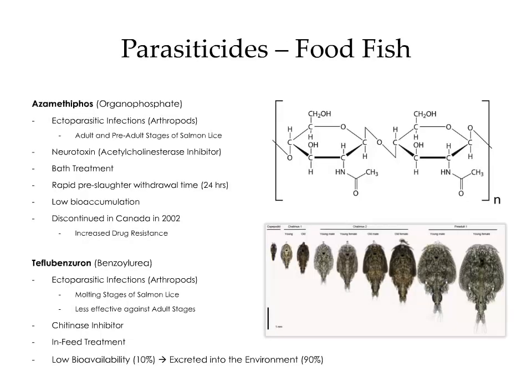In Canada, there are only a handful of parasiticides that are approved for use in food fish. Azamethiphos is an organophosphate that's used to treat ectoparasitic infections, specifically arthropods. This drug will target adult and pre-adult stages of salmon lice. Azamethiphos is a neurotoxin, specifically an acetylcholinesterase inhibitor. It's typically administered as a bath treatment.